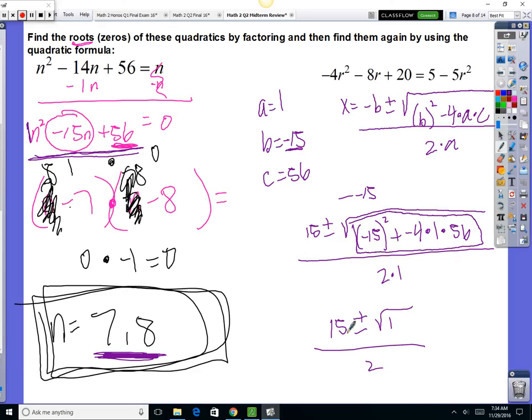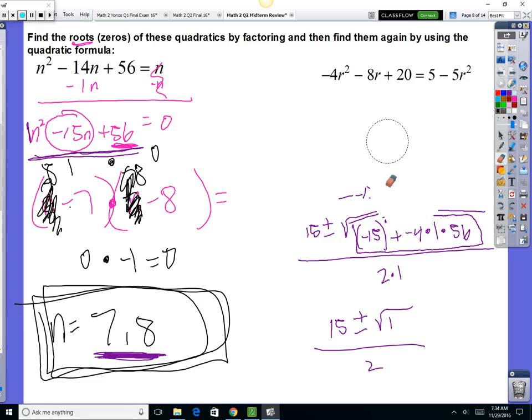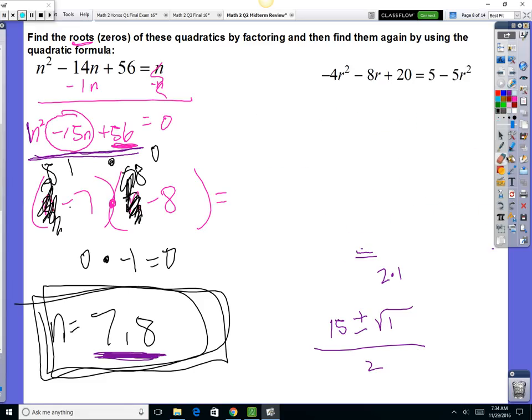Okay, now you've got to do two options. You've got to do a plus and you've got to do a minus. The square root of 1 is just 1. So we're going to do 15 plus 1, then you divide that by 2. Then you've got to do 15 minus 1, and you divide that by 2. So you do 1 for the plus, 1 for the minus.